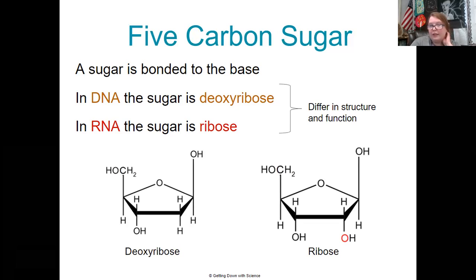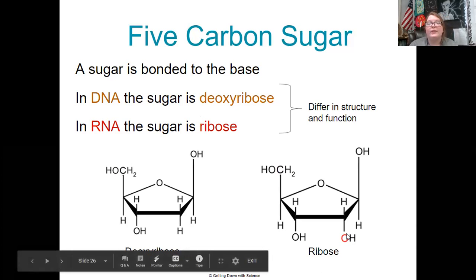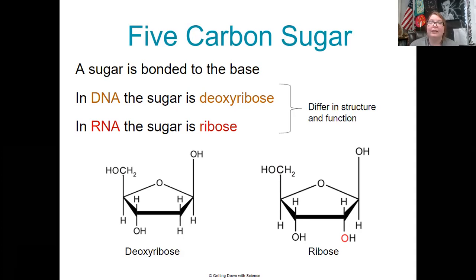RNA, it is what it is. Okay, so you see that there's just an ever so slight difference. Ribose has an oxygen, and deoxyribose doesn't have an oxygen. Can you see what they did there with the wording?